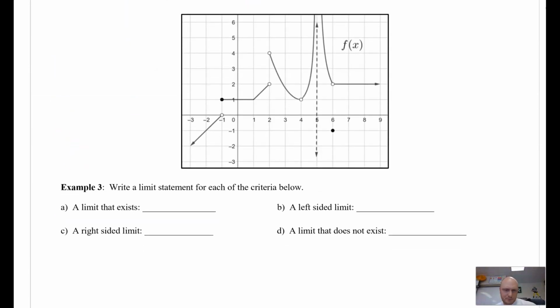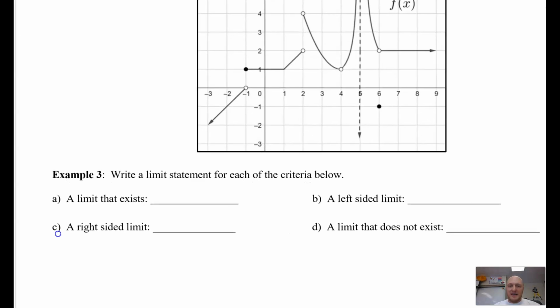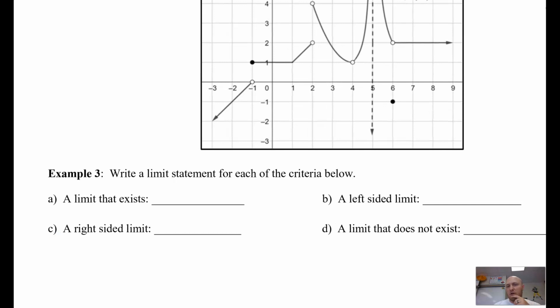All right. Example number 3. Write a limit statement for each of the criteria below. So here we're going to practice writing our limit notation, and this is extremely, extremely important. So a limit that exists. All right, let's look for a limit that exists. Okay, how about right here at 4? That limit exists, right? The limit from the left and the limit from the right do exist.